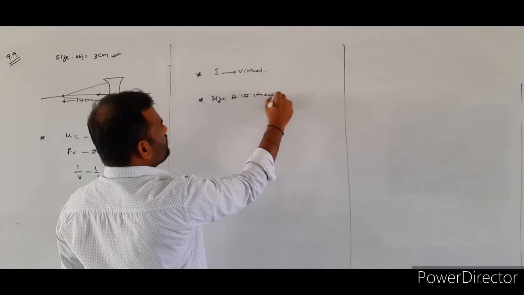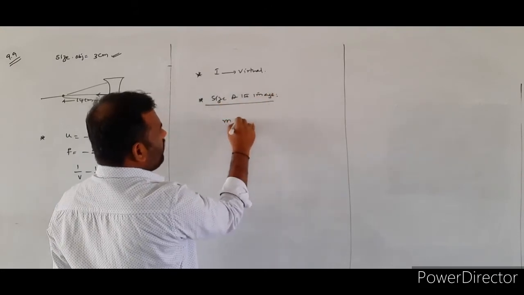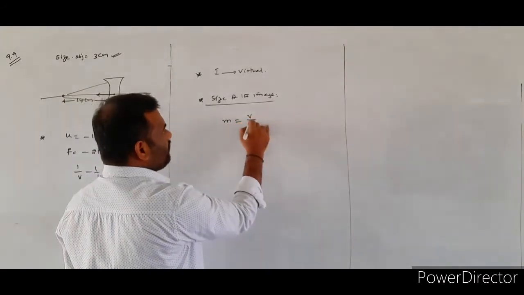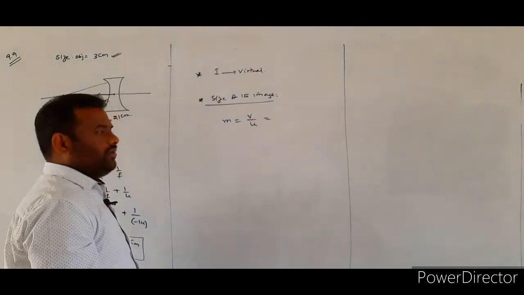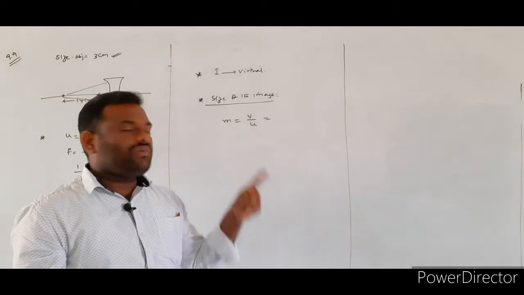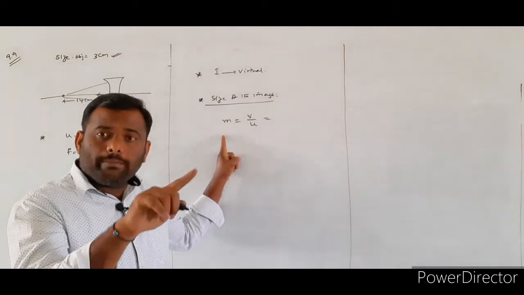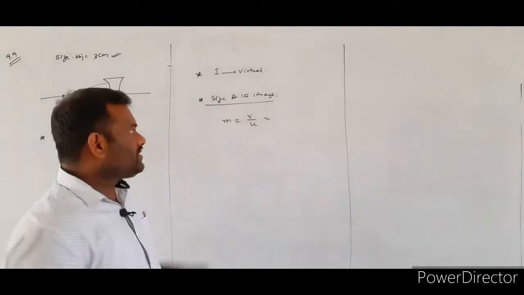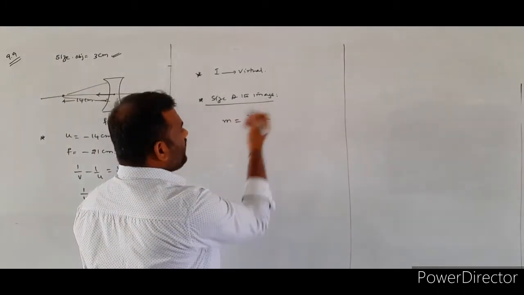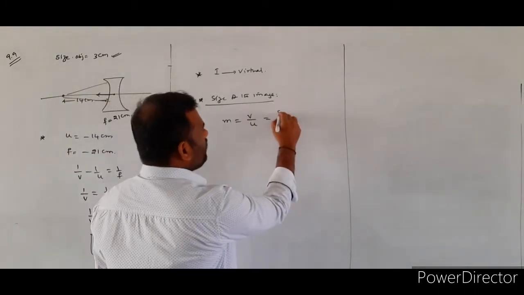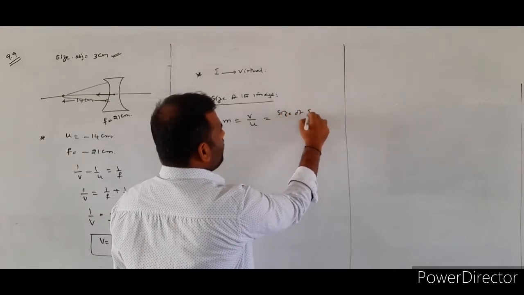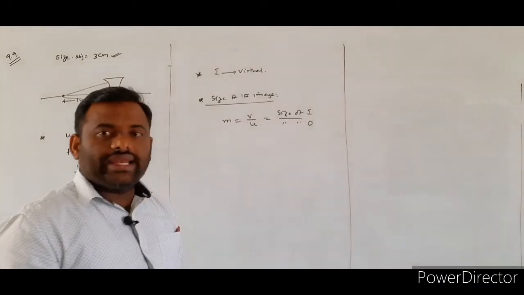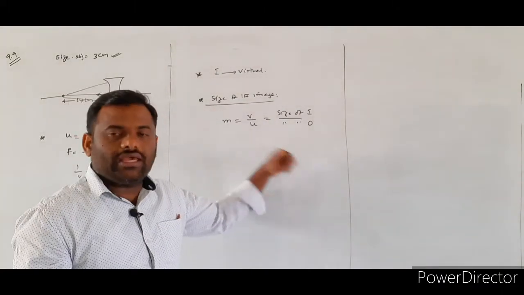Size of the image. Already we have a formula for the magnification for lenses. Magnification for lenses is given by m equals v by u. In the case of mirrors, we write the magnifying power as minus v by u. For lenses, m equals v by u. Magnifying power is also defined as the size of the image by the size of the object.